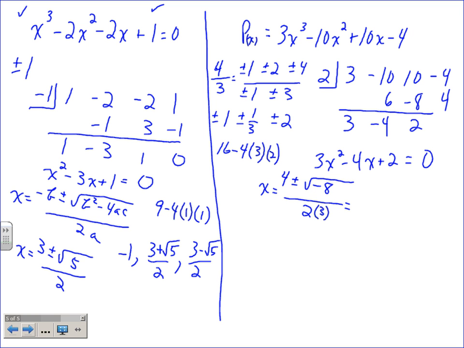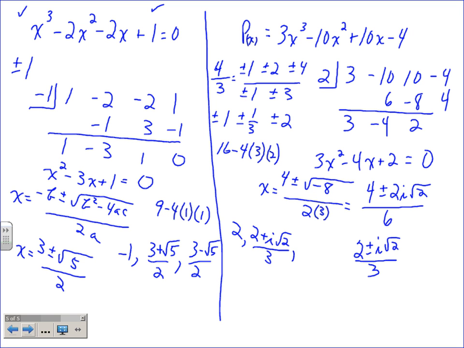Okay. So I have 4. Can you tell me what the square root of 8 is? Simplified. 2 root 2, right? Plus or minus, but because it's a negative, it's 2i root 2 all over 6. And that can be reduced by 2. So I have 2 plus or minus i root 2 over 3. My zeros are the one that we found in the calculator, 2, and then I have 2 plus i root 2 over 3, and 2 minus i root 2 over 3. And those are my 3 zeros.